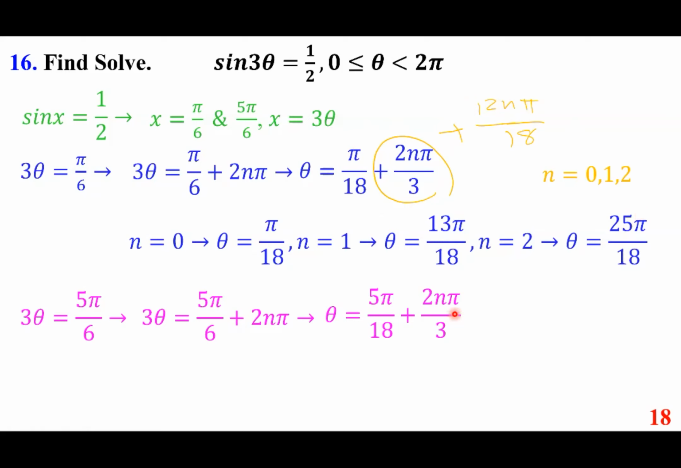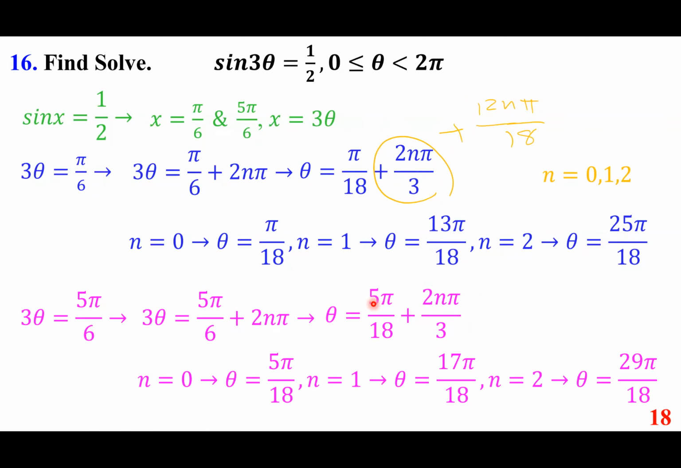And you do the same thing here. You can change this number to that, and now 5 pi over 18. If you plug in 0, you get the same thing. If you plug in a 1, 5 and 12 is 17 pi over 18. And if you plug in 2, 2 times 12 is 24, and 5, 29 pi over 18. So this is how we get all of them, and each and every one of them is within 0 to 2 pi in a complete revolution, and it doesn't go beyond that.